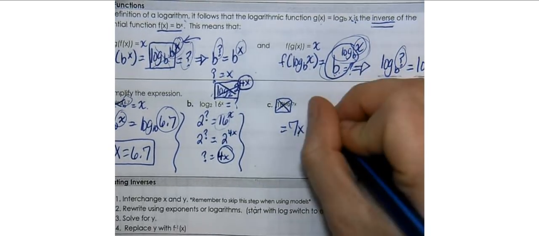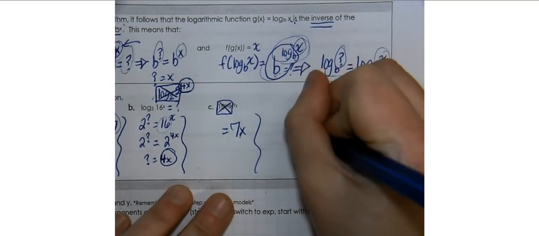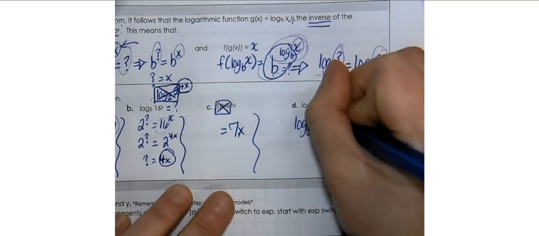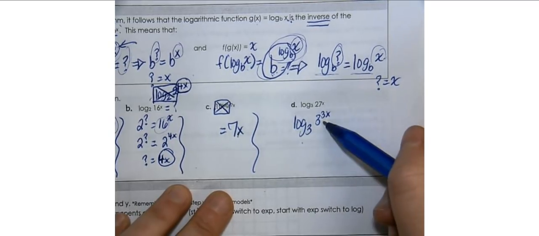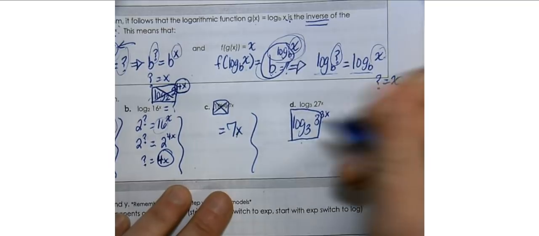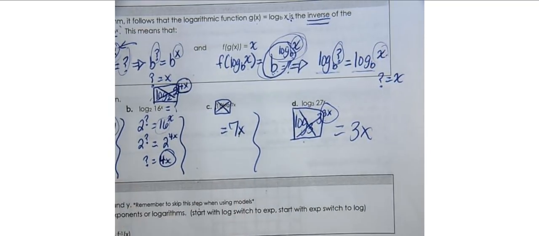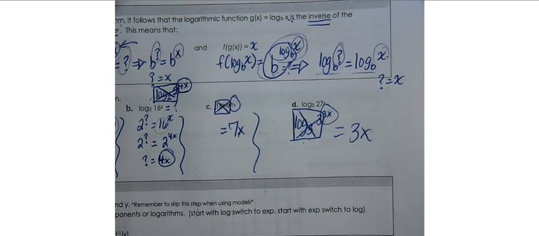For letter D, 27, I know that that is really 3 to the 3rd power. So I have log base 3 of 3 to the 3x power. Log base 3 of 3, that part cancels out, and my answer is simply 3x. It's simply your exponent. It's what you have essentially left over. That's going to be your answer.